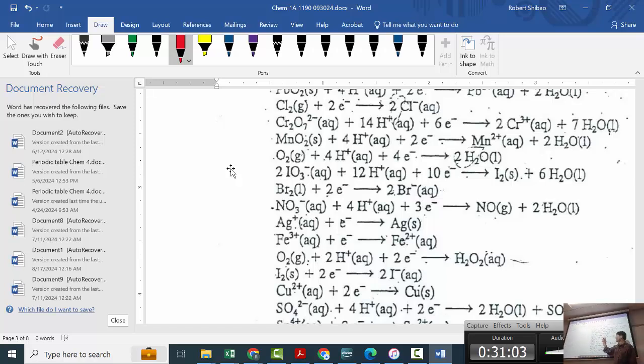Bromine to bromide. Nitrate, in acid. This is going to give us... nitrogen in nitrate is what? Plus 5. And so we got plus 5 plus 3 electrons gives us what? Plus 5 minus 3 gives us plus 2. So nitric oxide, or nitrogen monoxide, is plus 2.